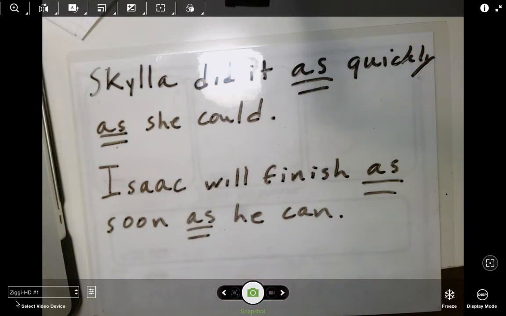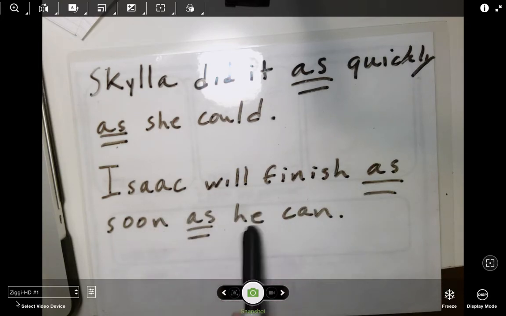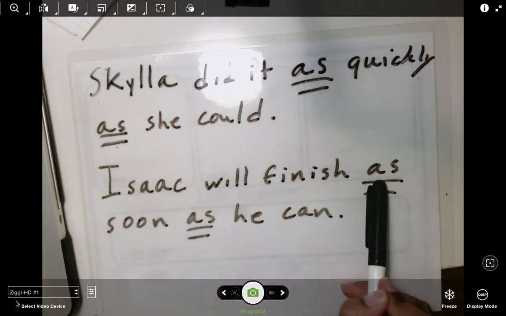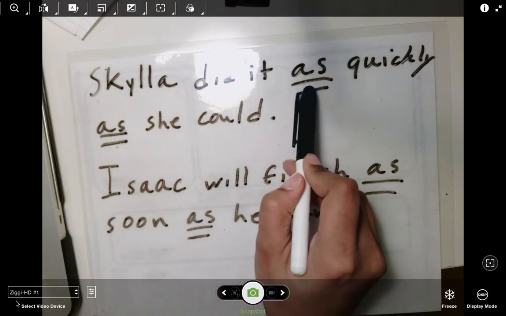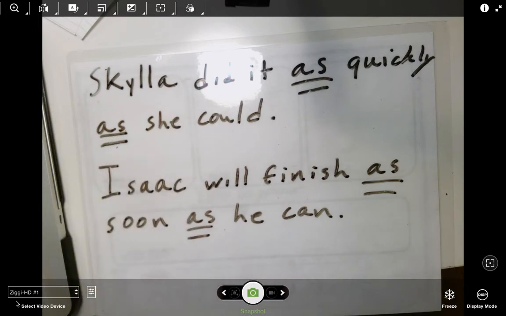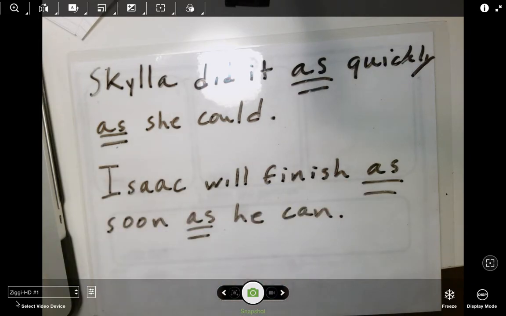Now, let's try a different one. Isaac will finish as soon as he can. Again, I have as here and I have as here, right? Usually, when people use the word as in a sentence, we kind of end up using it twice a lot of times, right? As soon as, quickly as, fast as. It's just a word that we end up using more than once commonly, okay?